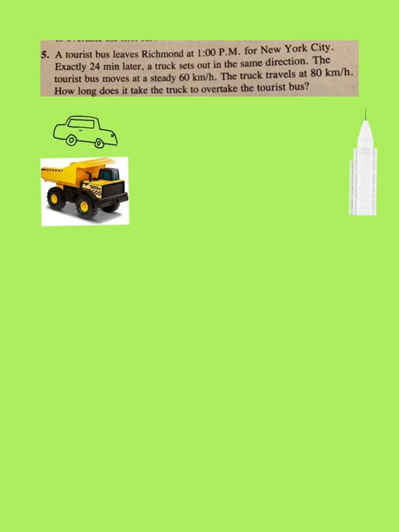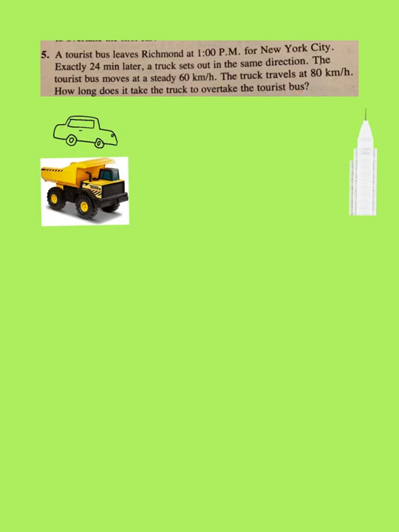All right, let's read the problem carefully. It says a tourist bus leaves Richmond at 1 p.m. for New York City. Exactly 24 minutes later, a truck sets out in the same direction. The tourist bus moves at a steady 60 kilometers per hour. The truck travels at 80 kilometers per hour. How long does it take the truck to overtake the tourist bus?